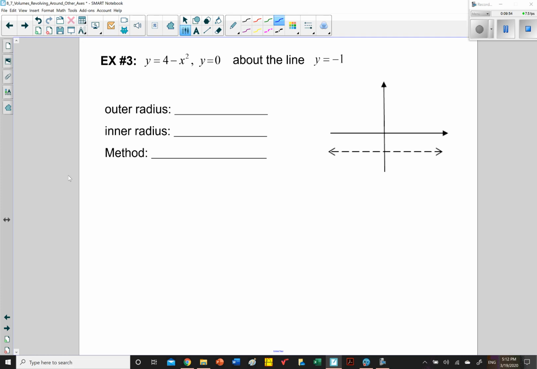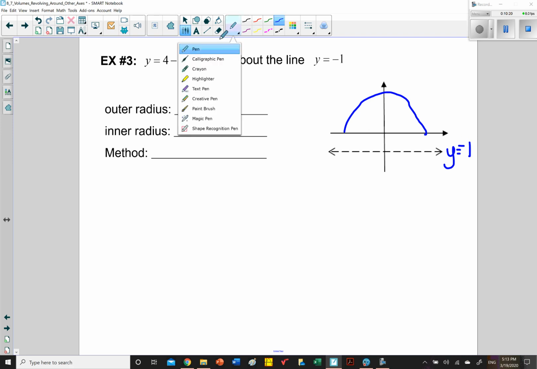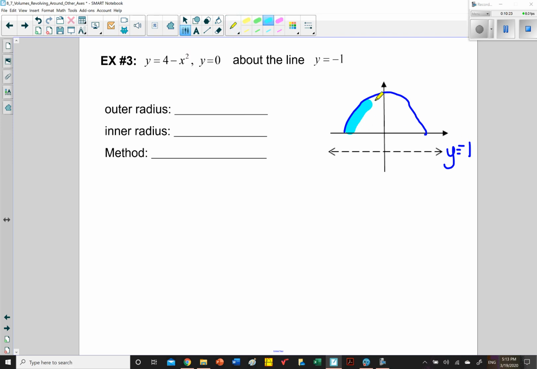All right, so we have y equals 4 minus x squared, y equals 0, and we're going about the line -1. So we're going to go 4 minus x squared to y equals 0. This is the line -1. So shade that in. Oh, my coloring skills lack. Okay.